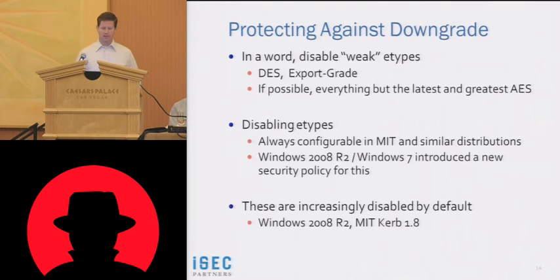So disabling E-types. It's always configurable in MIT and similar distributions. Windows Server 2008 and R2 and Windows 7 introduced a new policy that allows you to configure E-types. And also these are just increasingly disabled by default. In the latest versions of Windows and the latest distributions of MIT, MIT Kerb 1.8, you don't have to take any additional steps.